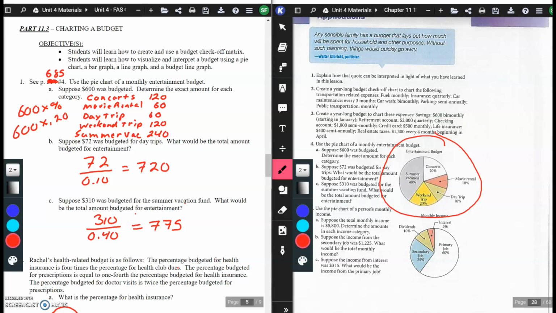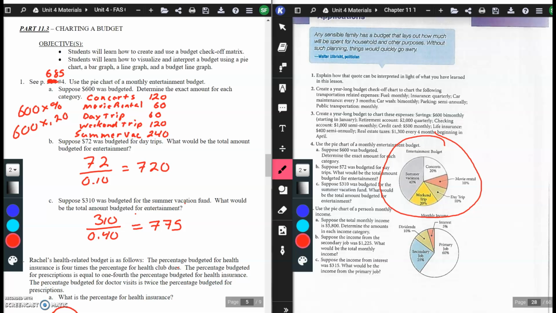Movie rental, you're going to take $600 times 0.10, which gives you $60. Day trip, $600 times 0.10, same thing, $60. Weekend trip, $600 times 0.20 is $120, and summer vacation, $600 times 0.40 is $240.